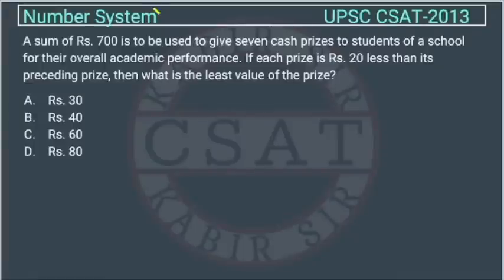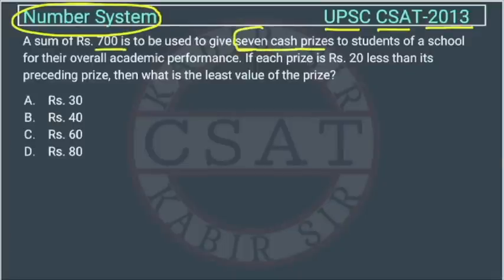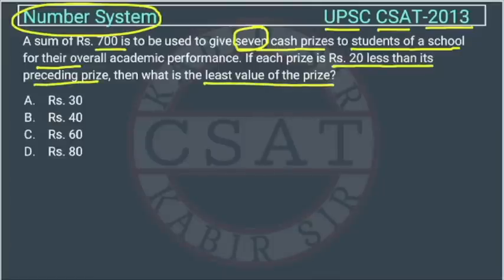This is a question from the number system chapter asked by UPSC in the CSAT exam of 2013. A sum of 700 is to be used to give 7 cash prizes to students of a school for their overall academic performance. If each prize is rupees 20 less than its preceding prize, then what is the least value of the prize?